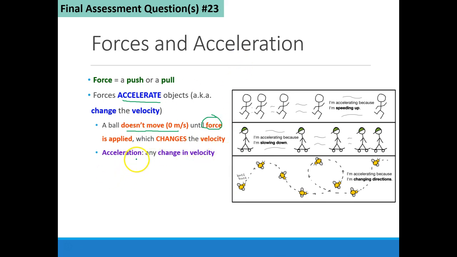So remember, acceleration is any change in velocity. That means you could be speeding up. It could mean you could be slowing down, because that's slowing down your velocity. It could also mean that you're changing directions, because remember, velocity includes direction. Velocity is both speed and direction. Okay, so it does include both of those. All right, so make sure you save number 23.